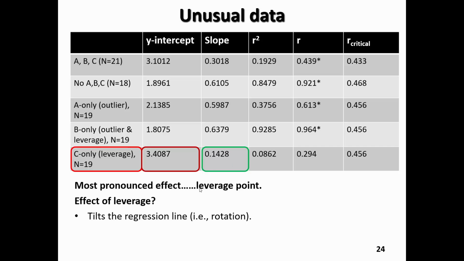So the leverage point has the effect of tilting the regression line, and by tilting the regression line, it had the tendency of increasing the y-intercept. The increase in the y-intercept came by way of the rotation of the line compared to the other analyses, not necessarily by vertically shifting the line. So rotating the line of best fit will have a rather pronounced effect on the y-intercept of our data.